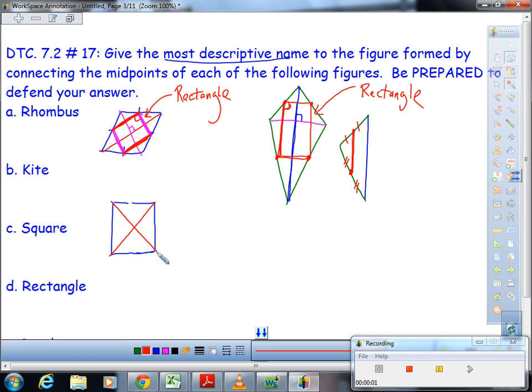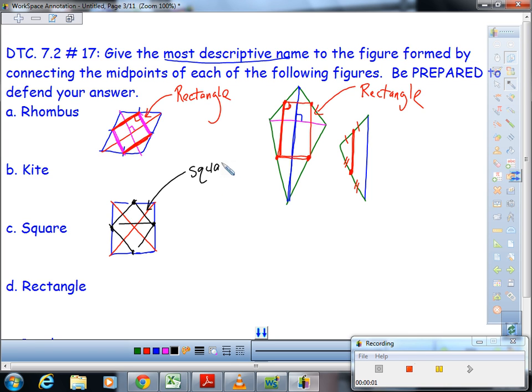One more time. How are they related? Congruent and perpendicular. Right? So, if I connect these, what am I going to have? Another square.